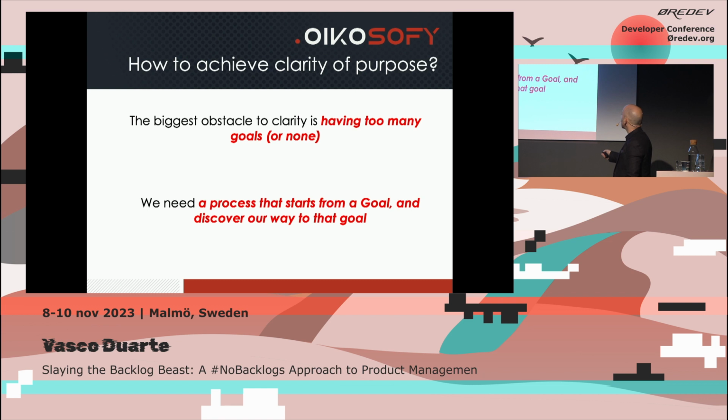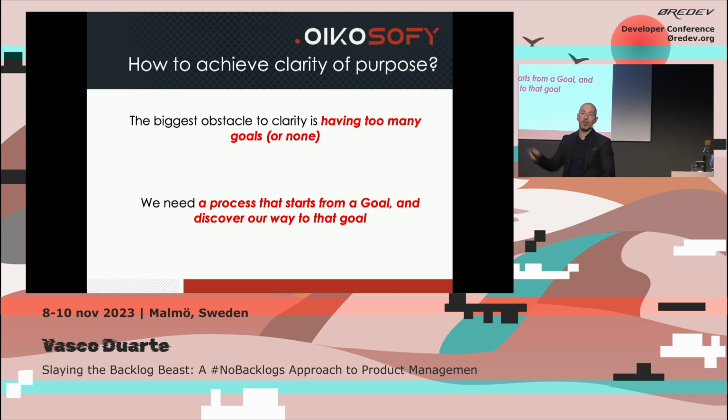So we need a process that starts from a goal and allows us to discover our way to that goal. Remember that software is mostly about discovery. Sometimes it's technology discovery, sometimes it's customer usefulness or value discovery, sometimes it is product market fit discovery. There's a lot of discovery in software. Discovery without a goal is a random drunk dude's walk. Right? You're going nowhere. So how do we achieve this clarity of purpose?